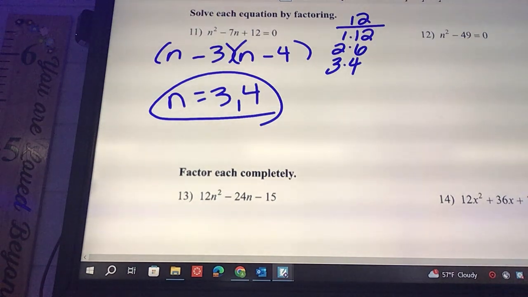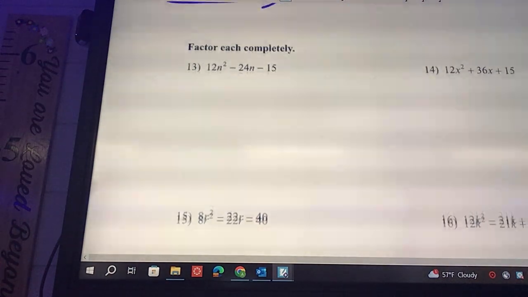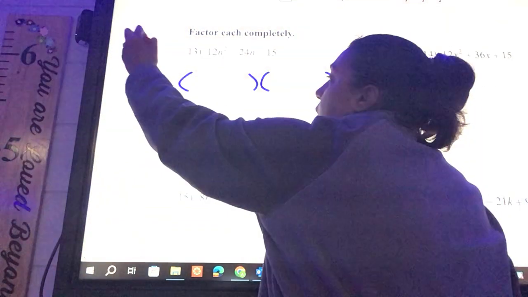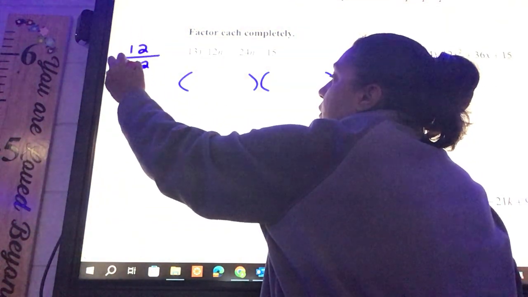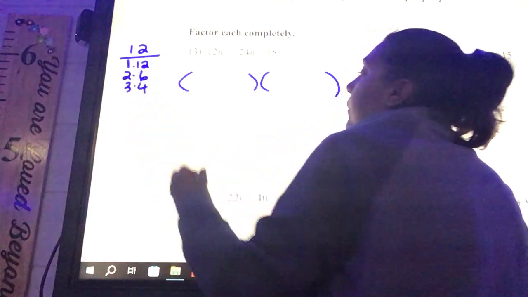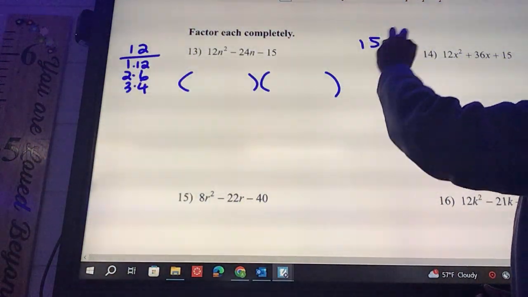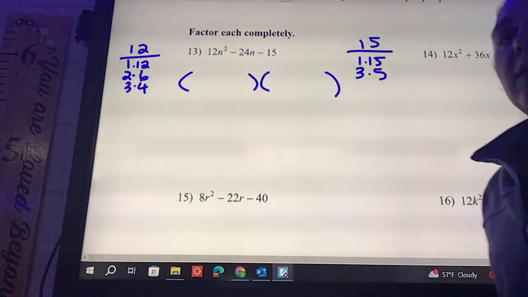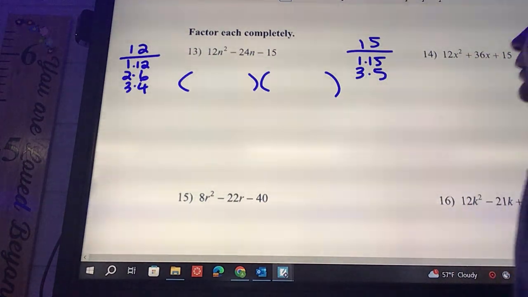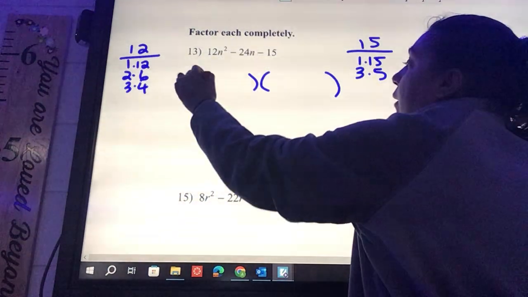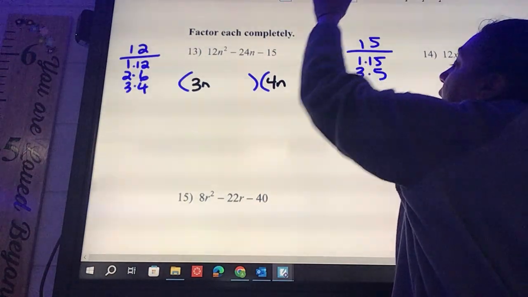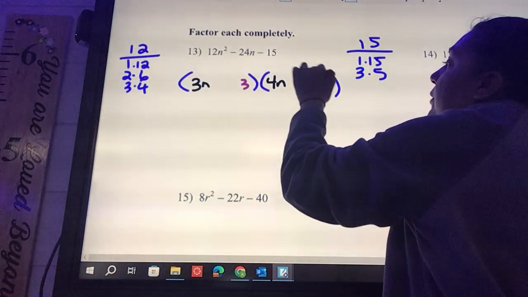Okay, 13, 14, 15, 16 are those hard ones. Okay, so we're going to start with 2 sets of parentheses, and we're going to make a 12 over here. So we got 1 and 12, 2, 6, 3, 4. Okay, for this side I got 15, which is 1 and 15, 3, 5. Okay, so I'm going to start off with the 3, 4. So we got 3 n and a 4 n. Okay, for the other side, we'll start with a 3 and a 5.